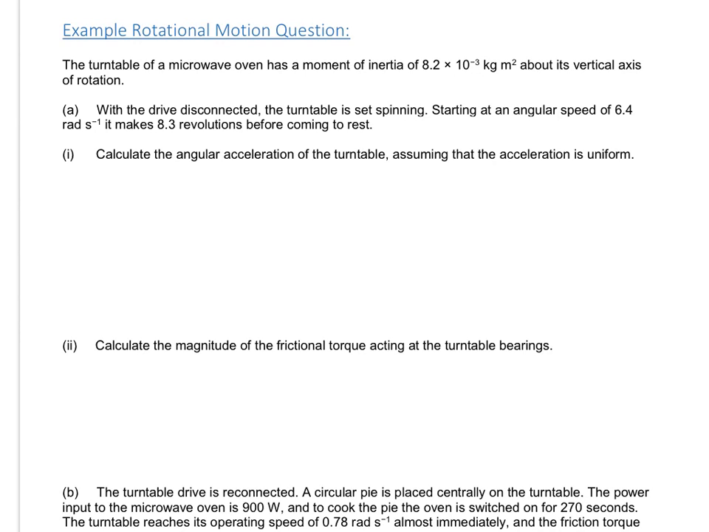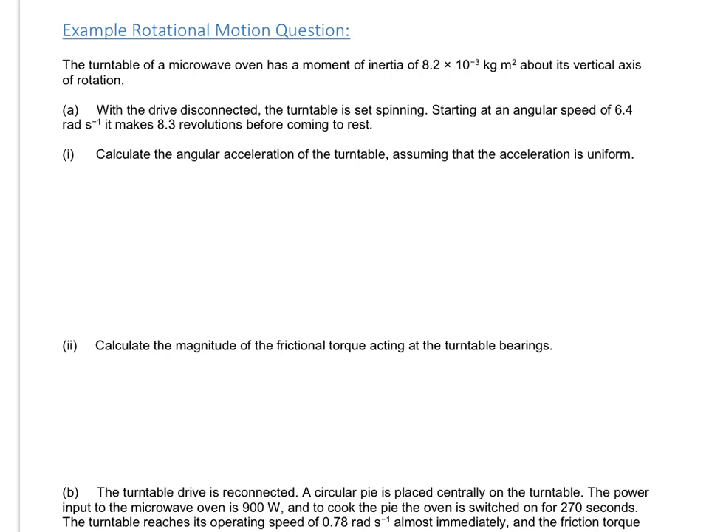Okay, so we have a turntable in a microwave oven. The examiners love microwave ovens. It's a very commonly known example of rotational motion. So we've got a moment of inertia there, given a value, and it's got a vertical axis of rotation. So when you think of a microwave, it's rotating in the horizontal plane essentially. So we've got the initial angular speed of 6.4. It makes 8.3 revolutions before going to rest. So this is a very common thing to see.